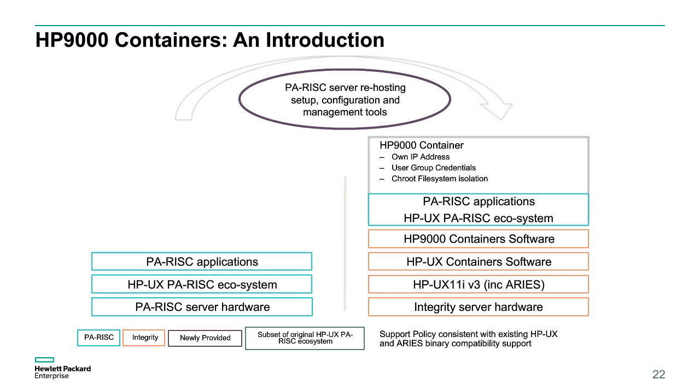So now we have an Integrity server. It's running HP-UX 11i v3 Itanium version, but it can execute this 11i v1 PA-RISC-based operating system and all the applications sitting inside there. It has its own namespace, so it's got its own IP address. You can patch it independently and things like that.